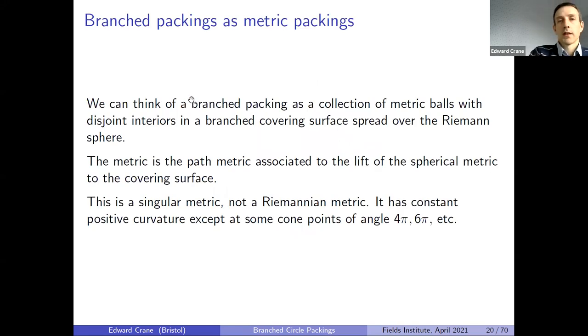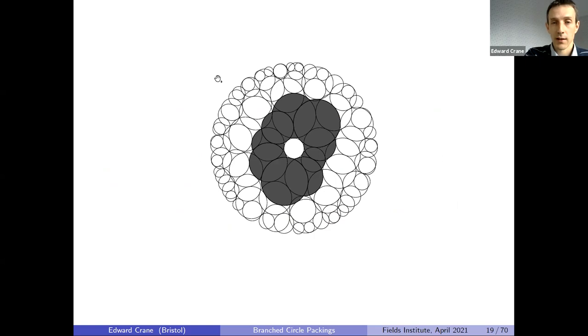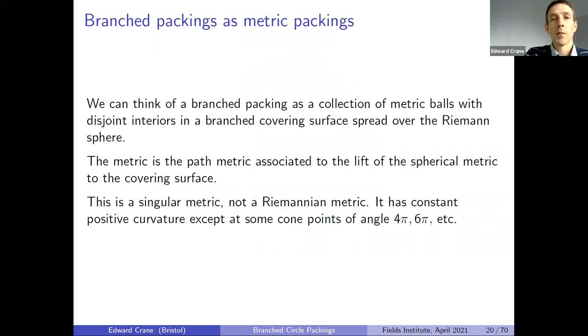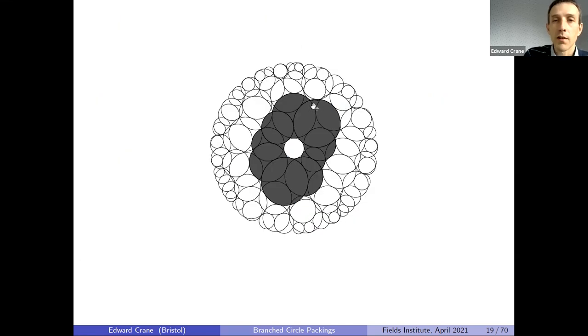Okay, so I want to think of a branched packing as being a collection of metric balls with disjoint interiors. So they don't look very disjoint, they're clearly overlapping. So to make them disjoint, I'm going to make them live in a branched covering surface, which is spread over the Riemann sphere. So as I went around the central circle twice, I imagine I'm going from one sheet of a Riemann surface. Once I go all the way around once, I'm on the other sheet. Then I go around again and I'm back on the original sheet. So it's a two-sheeted cover, but it's branched over the center of this circle.